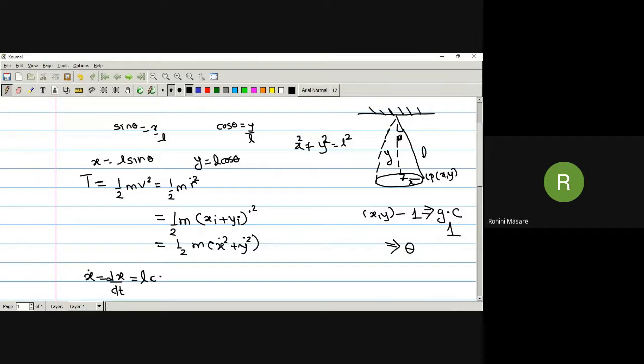Cos theta. Now, as we are not differentiating with respect to theta, but with respect to t, what I have to write next is d theta by dt. So it is L cos theta times d theta by dt. Correct?